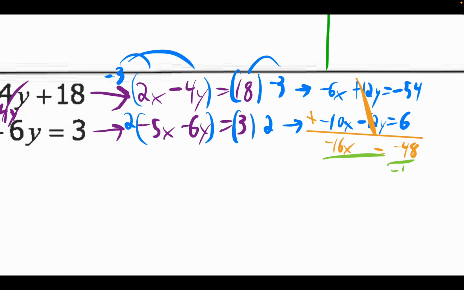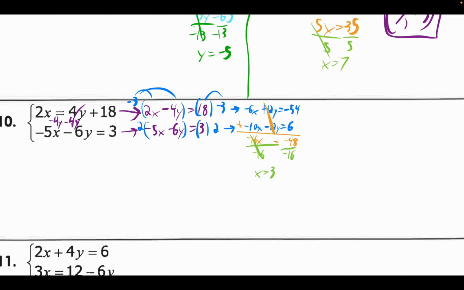So dividing both sides by negative 16, I get x to be 3. Now plug this into any of my original equations. I'm going to pick the original top equation, I suppose. Doesn't super matter.